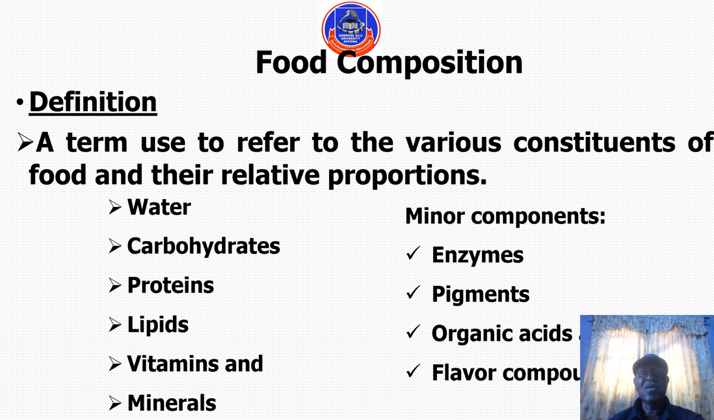So, food composition refers to the various constituents of food and their relative proportions. For example, if a particular food contains carbohydrates, in what proportion is it present? In what proportion is protein present? And in what proportion are enzymes or pigments present?